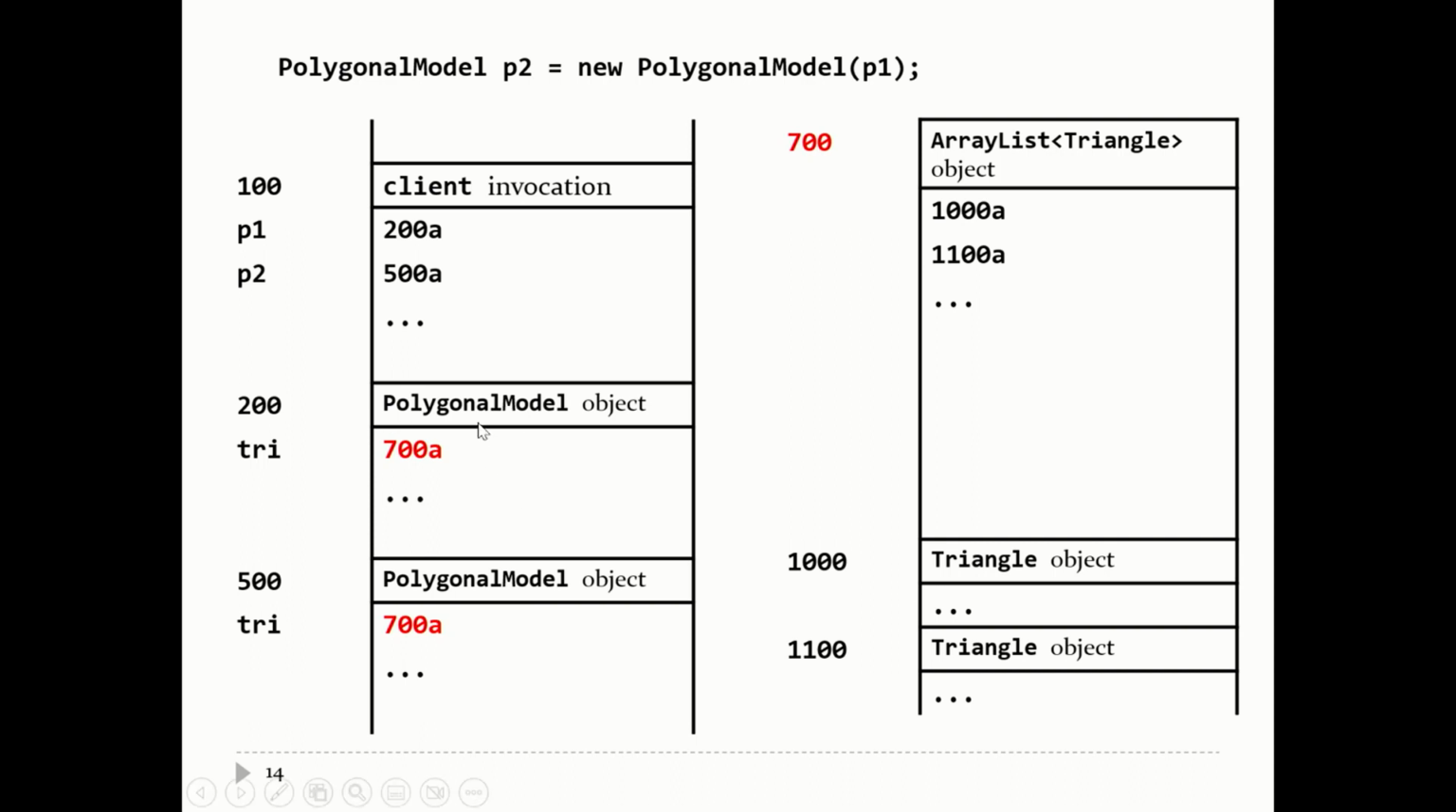So that's P1. P2 is basically exactly the same as P1, right? It has a list of triangles, but its list of triangles is the same as the list of triangles of the other model. So in fact, it's that list right there. And that also means that its triangles are also the same triangles right there.